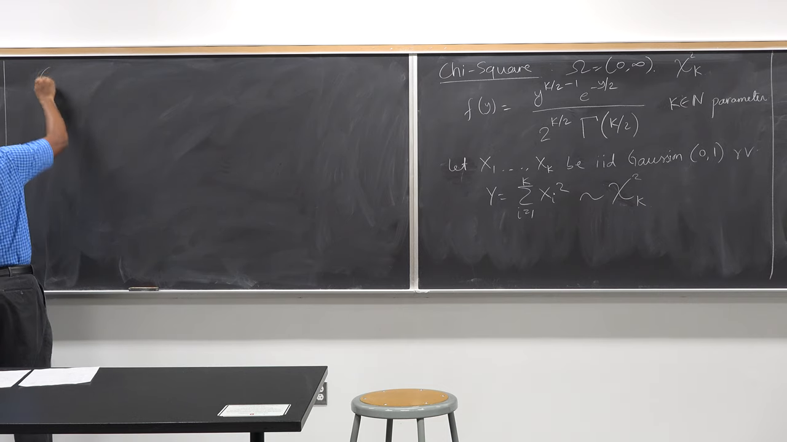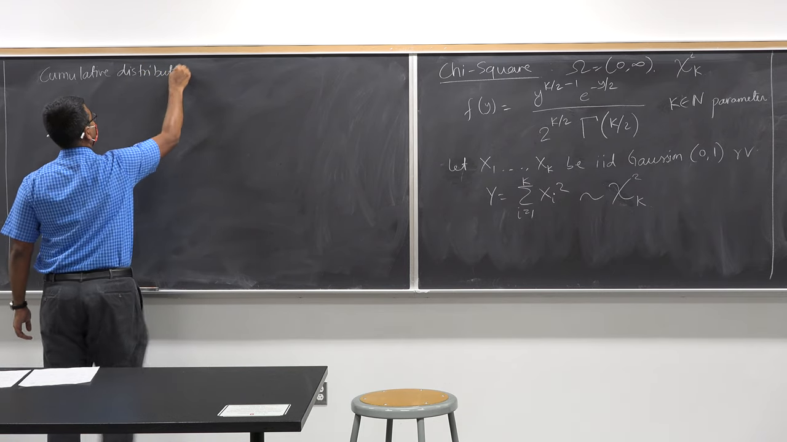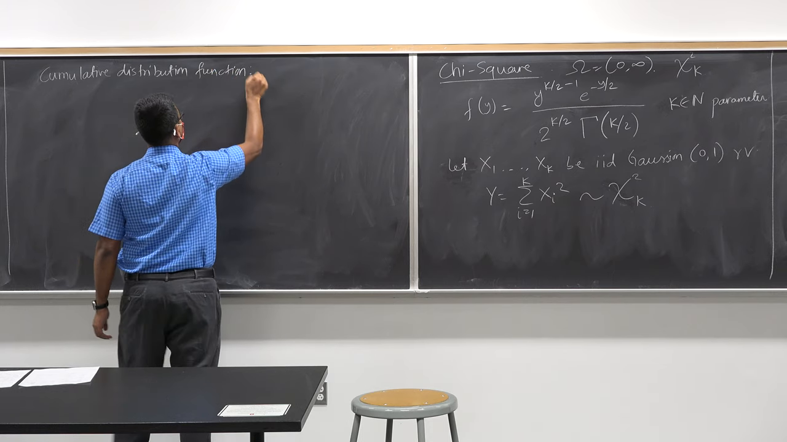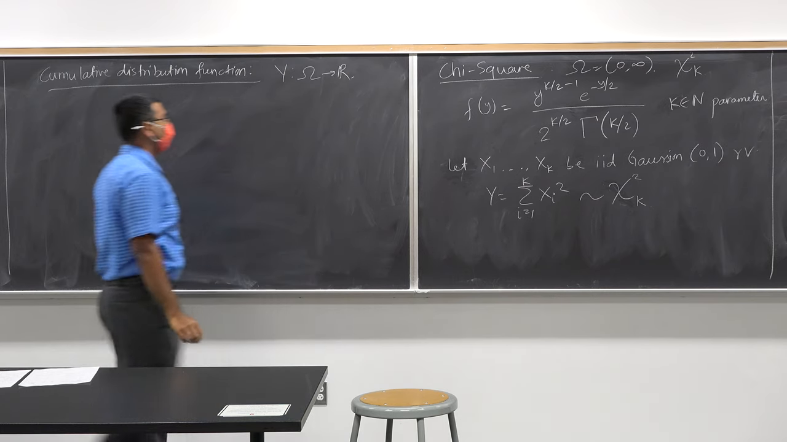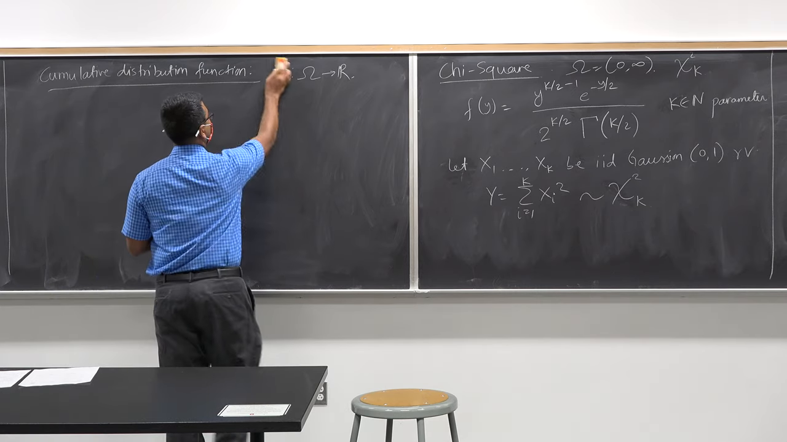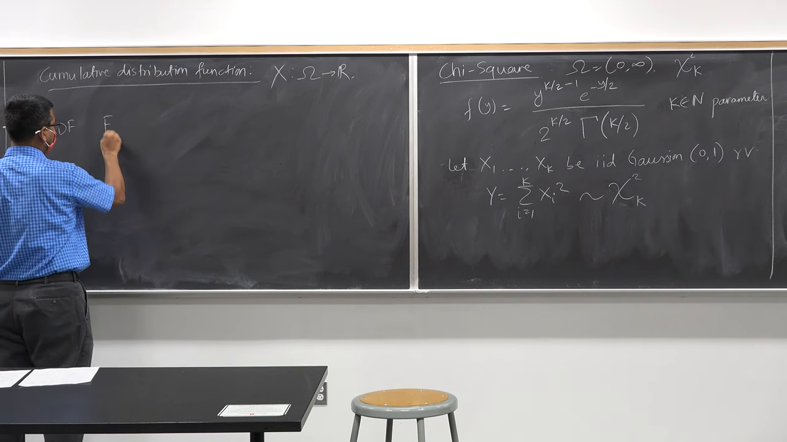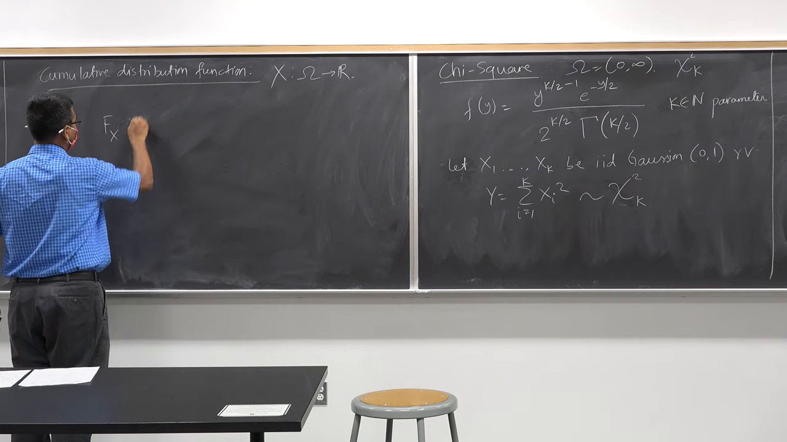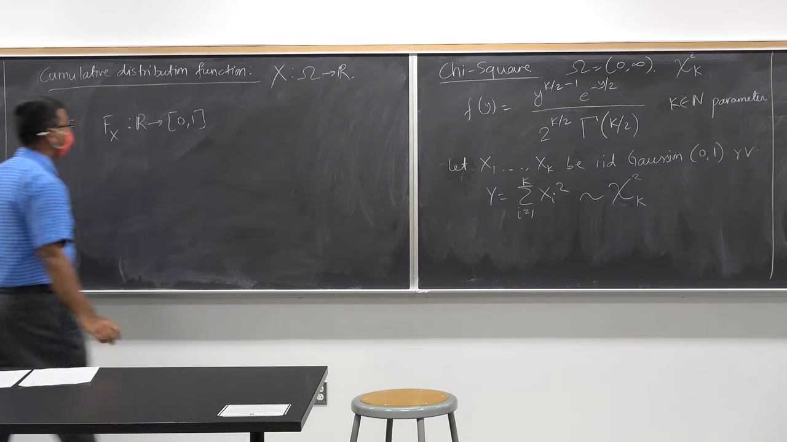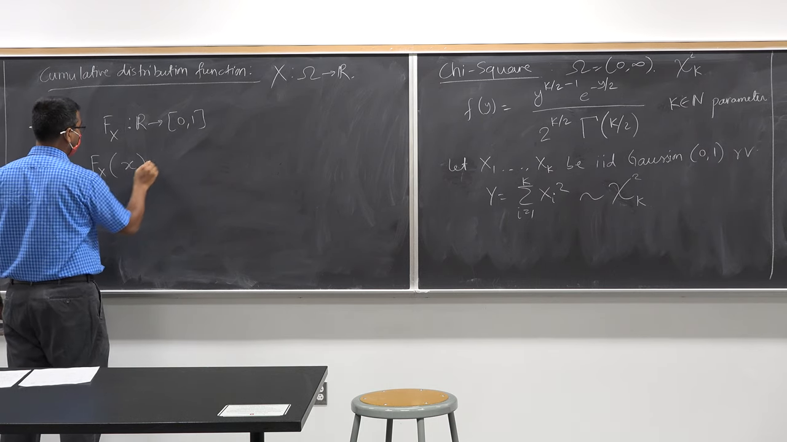Let me talk about cumulative distribution functions first. So I have a random variable X that maps omega to R. Then the CDF, cumulative distribution function, is denoted by F_X, and it's a function from R to [0, 1], and it basically measures F_X of, let's say, small x.